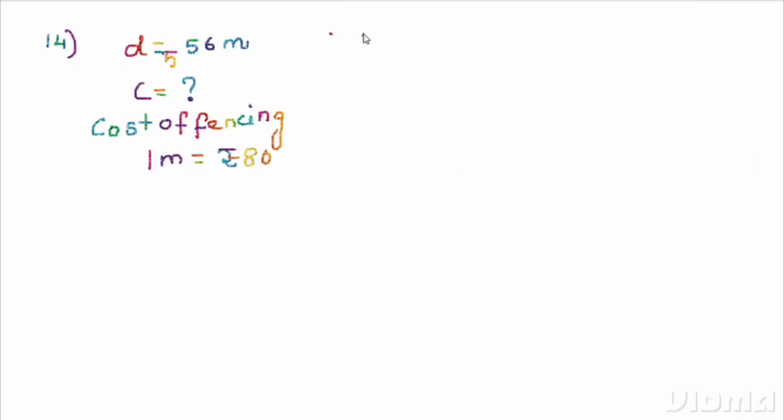So you know that the diameter is 2 times the radius. So what will be the radius? Radius will be half of diameter. So diameter is 56, so I can do 56 divided by 2. This gives me 28 meter. So I have got the radius. Now can I find the circumference?